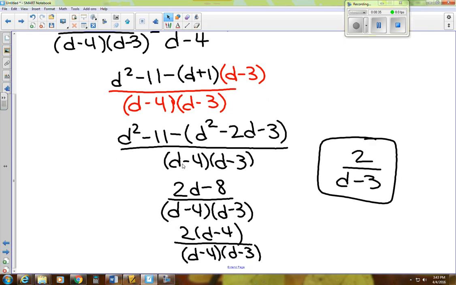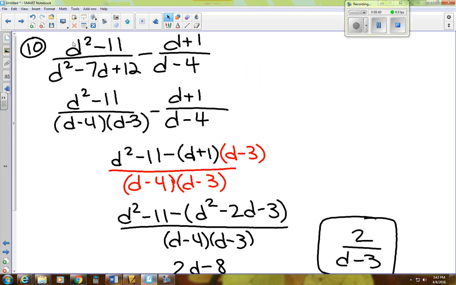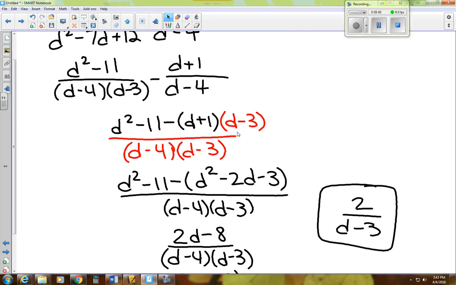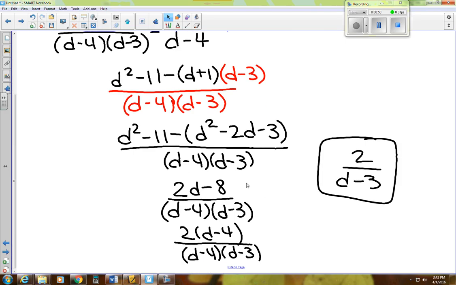And then keep in mind that you're subtracting that whole quantity. So it was this minus this whole thing, and this whole thing ended up being d plus 1 times d minus 3, which when we multiplied became this. So you have to keep it inside parentheses and make sure that you distribute that negative. So a d squared minus a d squared cancels out. That's why we don't have any more d squareds. Okay. The minus a negative 2d became a positive 2d, and the negative 11 minus negative 3 became the negative 8 that you see here.